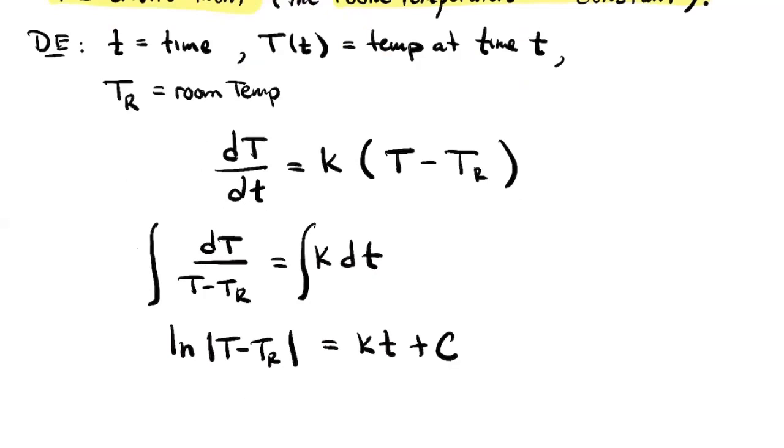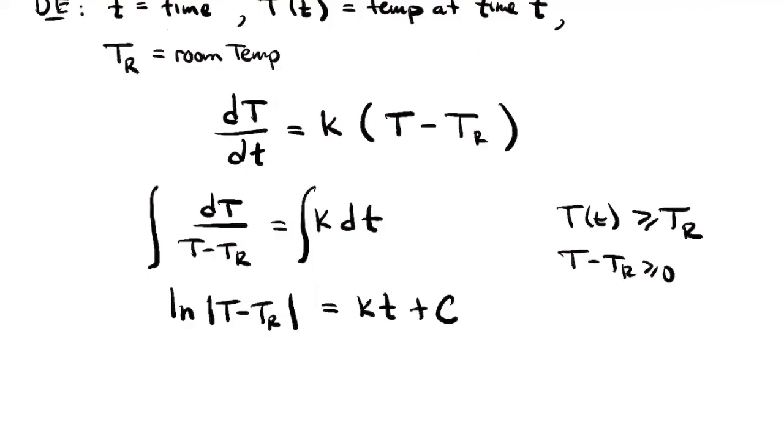Let us assume, since I called this Newton's law of cooling, that the object is warmer than the room temperature. Okay, so that means that T minus TR is greater than or equal to 0. So these absolute value signs aren't actually doing anything. Okay, so I'm going to erase them.